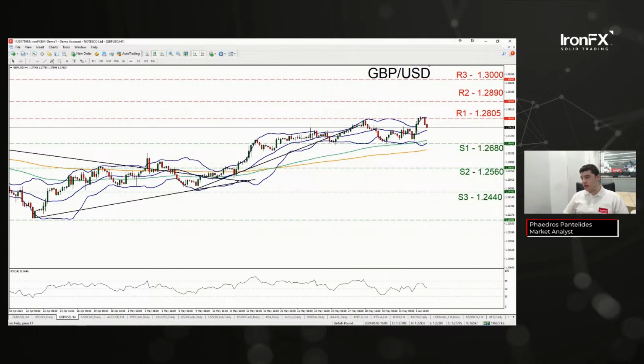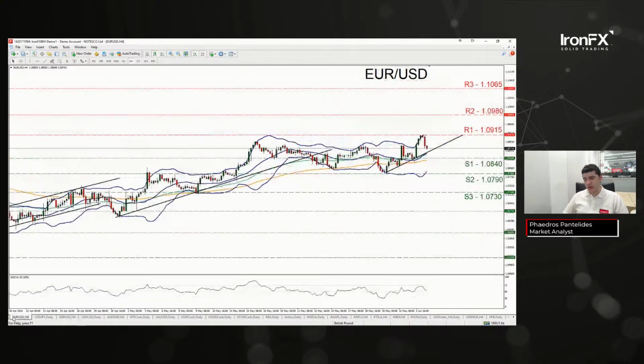Now, if it does move down to S1, it could stay in a sideways bias. I wouldn't be that bullish for the British pound. We're noting the Bollinger Bands have narrowed, implying no market volatility. RSI is at 15, potential for a sideways bias.